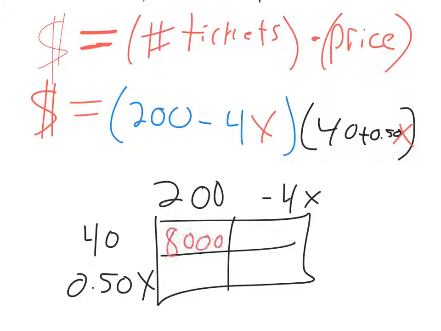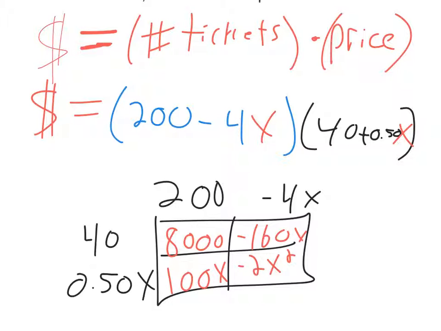40 times 200. And then 40 times negative 4x. And then to finish out the box, 200 times 0.5. Sorry, that's 200 times 0.5, so that's like taking half of something. And it had an x next to it, so 100x. And then this times this: negative 4x times 0.5x. Negative 4 times 0.5 gives you negative 2, and x times x gives you x squared.